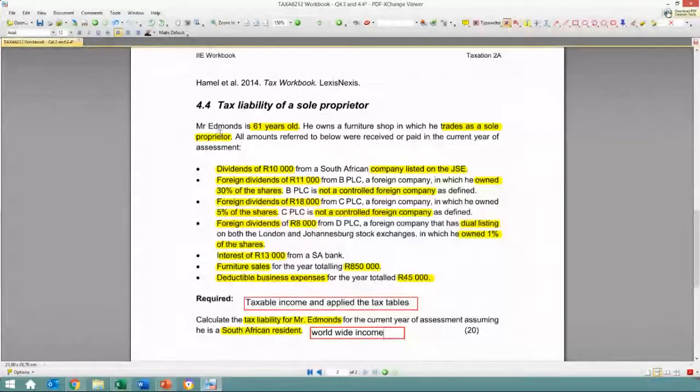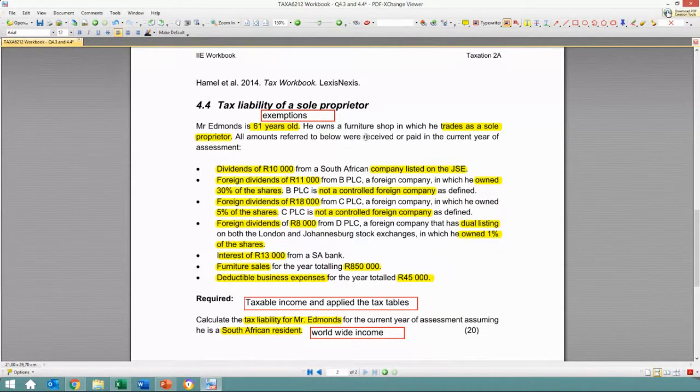Now, the first thing you have to note here is Mr. Edmonds is 61 years old. Now, why is this important? It is important for certain of the exemptions. We need to know what is his age. Now, because he's under 65, that would mean his interest exemption, if he's got interest, would be limited to 23,800, and his tax rebate would only be limited to the primary rebate. He would not be entitled to claim a secondary or tertiary rebate. So that is why that information is important.